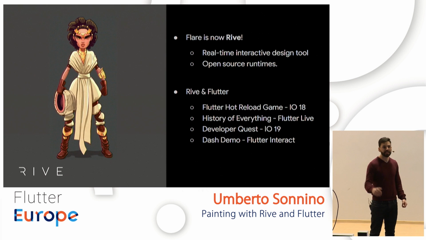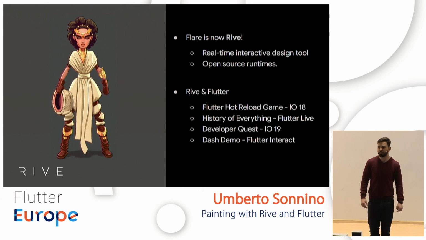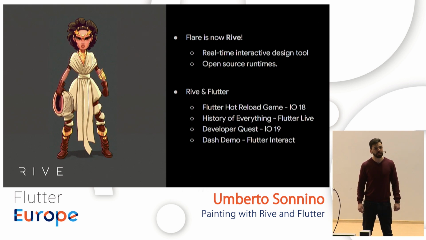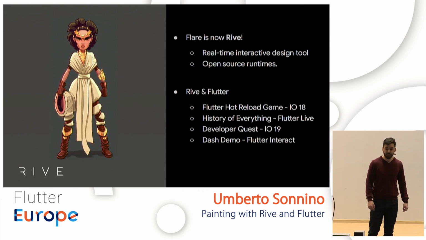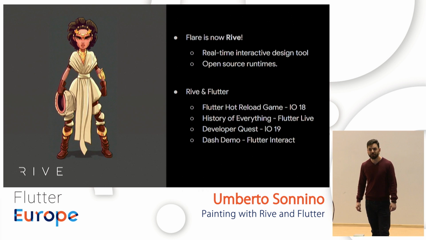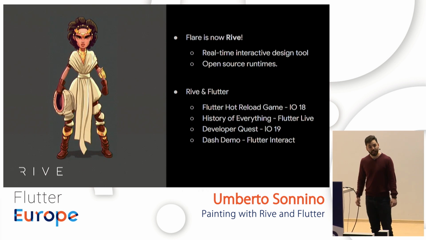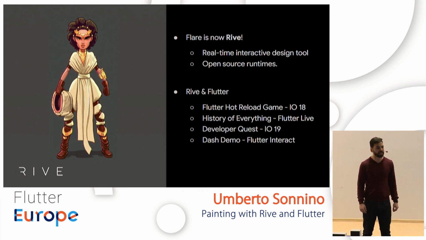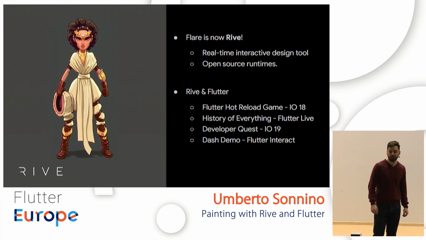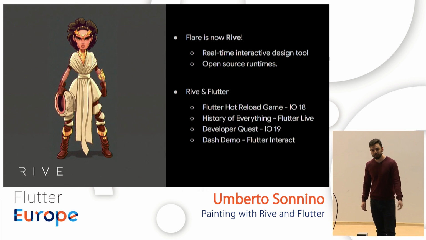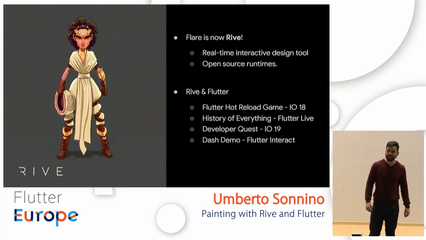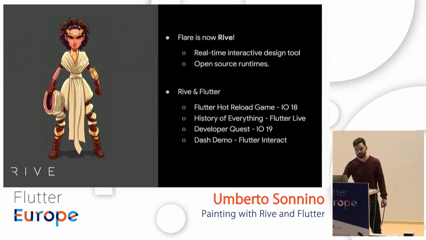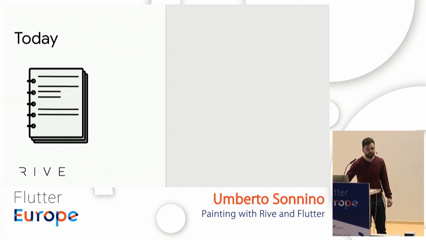Then we built, later that same year, the History of Everything app for Flutter Live, and that was downloaded more than 1,100 times on the Play Store, and it's also available on the App Store as well, of course. Last year at Google I/O19, we built a developer quest, which was used as an example for a number of Flutter talks. And last month at Flutter Interact, Tim Snead presented on stage the Dash demo that was built by our team. So what about today?